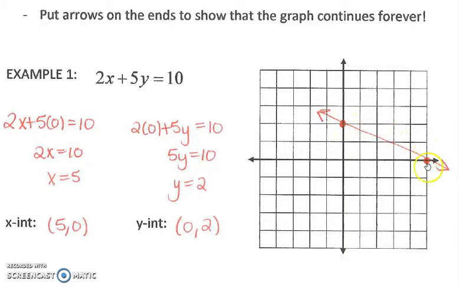Once you have 2 dots, you can connect them and draw a linear equation. So linear means line function. Okay? So that's how you do number 1.